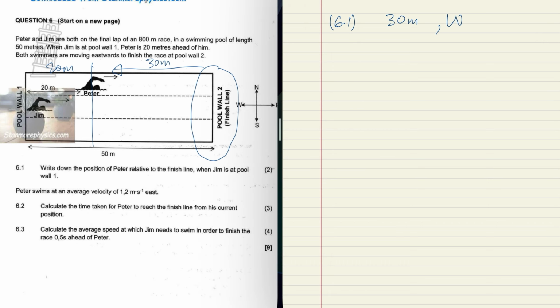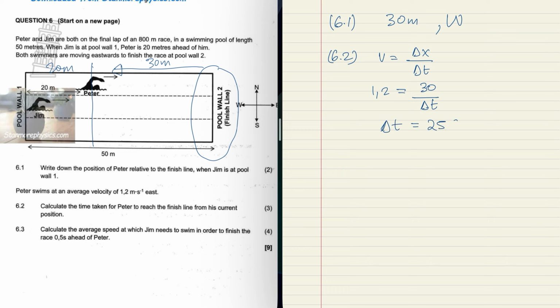They then tell us that Peter swims at an average velocity of 1.2 meters per second east. Calculate the time taken for Peter to reach the finish line from his current position. So question 6.2, we can use the formula v = Δx / Δt. So it's 1.2, and that's equal to, well, he's traveling 30 meters, divided by the time, so divided by Δt. So Δt is going to equal 30 divided by 1.2, which is 25 seconds.